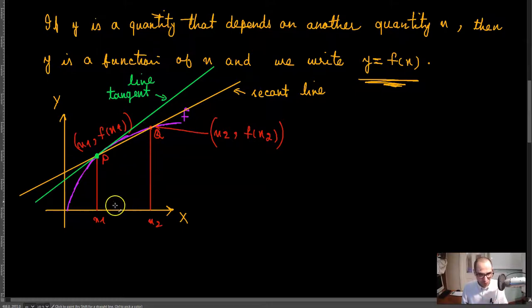And then you would appreciate that this distance over here you could call x2 minus x1, and this distance over here you could call f of x2 minus f of x1, right? Because the height over here is f of x2, and the height over here is f of x1. As a result, this distance becomes f of x2 minus f of x1.